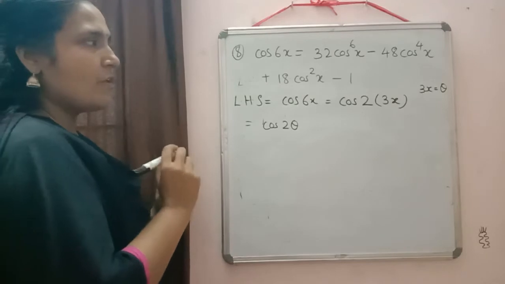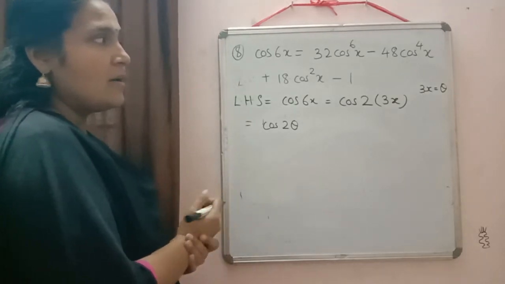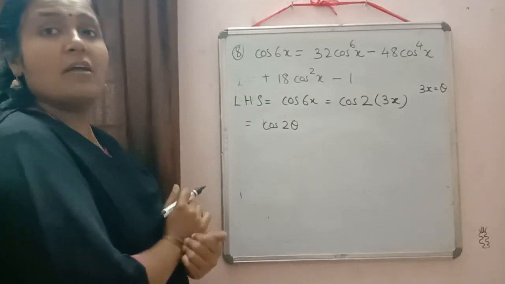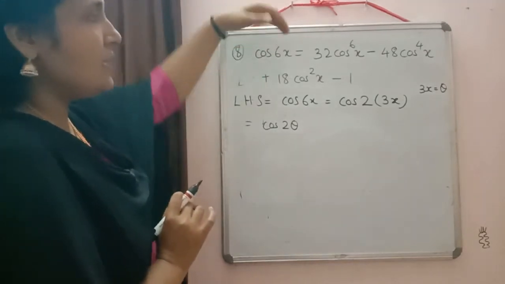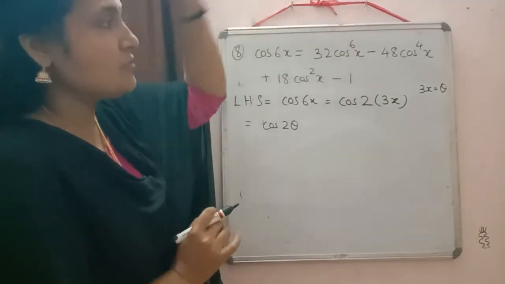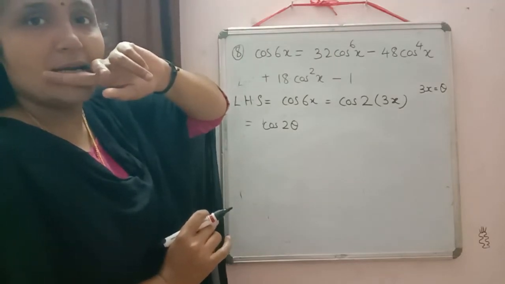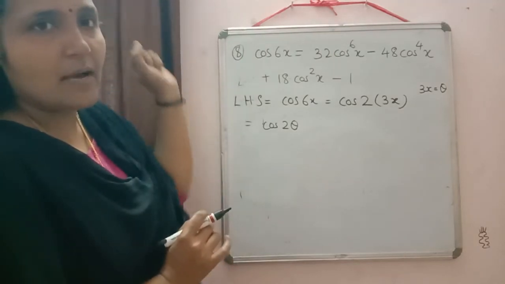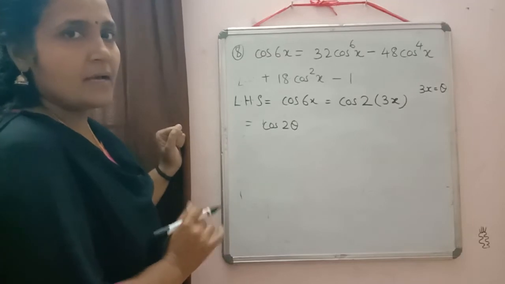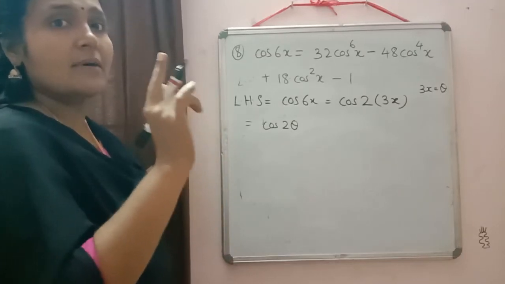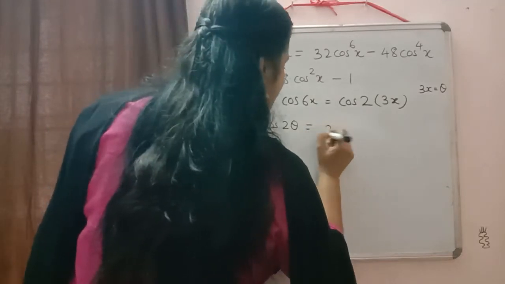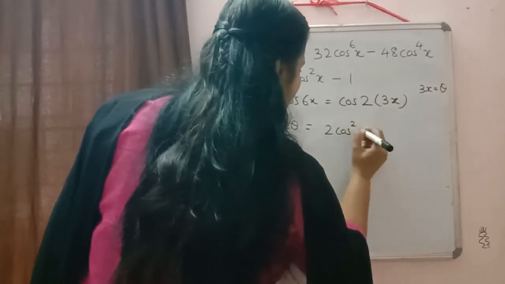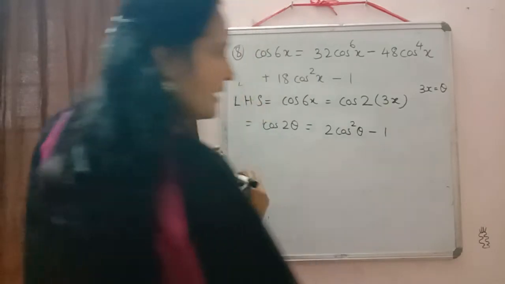Now we will use the formula of cos 2 theta. So again we have to check which formula we will use for cos 2 theta. In the proof, the last term we need there is minus 1. So just to check in which formula minus 1 is coming. Yes, that is 2 cos square theta minus 1. So we will use that formula, which is 2 cos square theta minus 1.